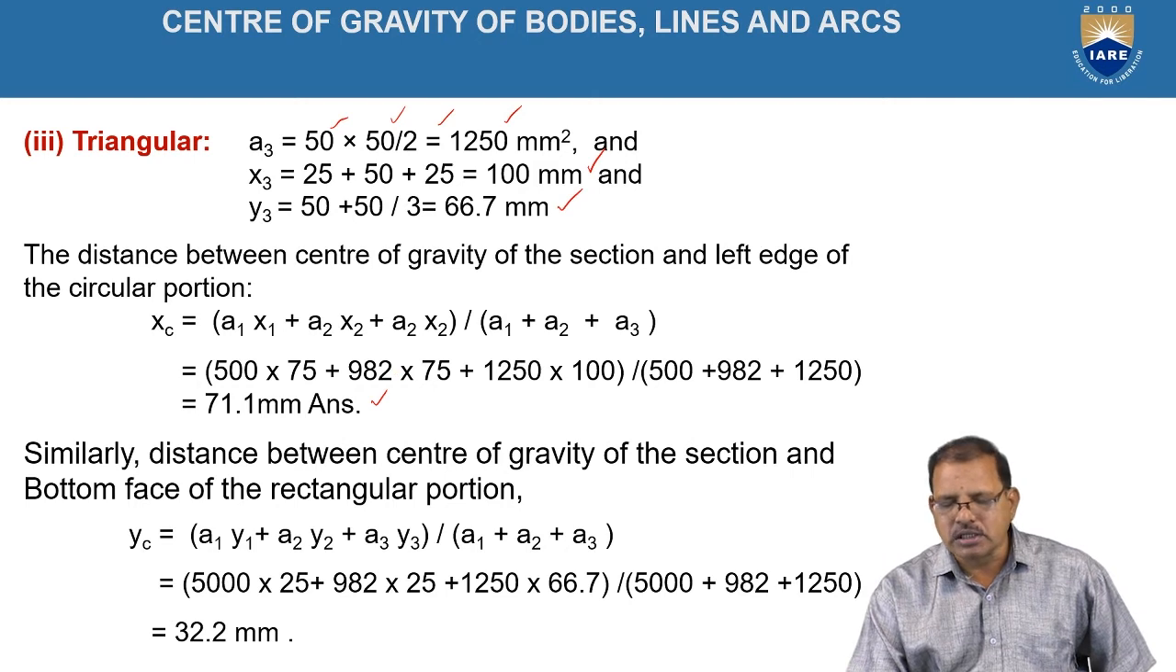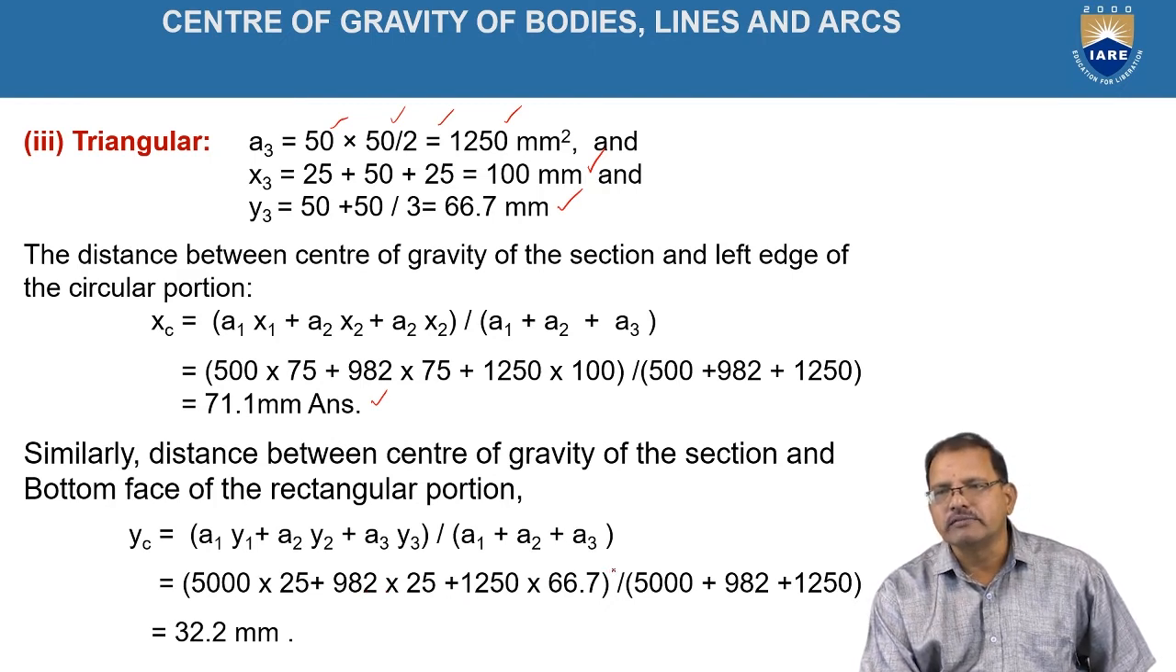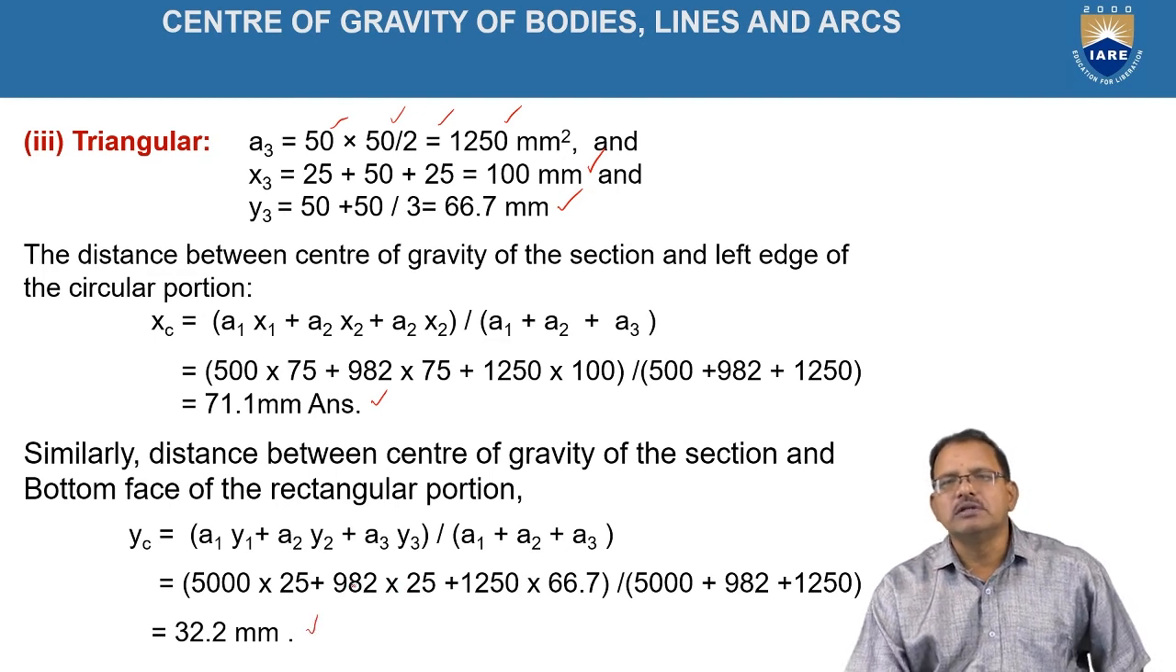Similarly, the distance between the center of gravity of the section and the bottom face of the rectangular portion is given by a1 y1 plus a2 y2 plus a3 y3 divided by a1 plus a2 plus a3. Which is equal to 500 into 25 plus 982 into 25 plus 1250 into 66.7 divided by the total area, 500 plus 982 plus 1250. On simplification, we got 32 mm. Okay, this is the way of locating the center of gravity of a composite figure.